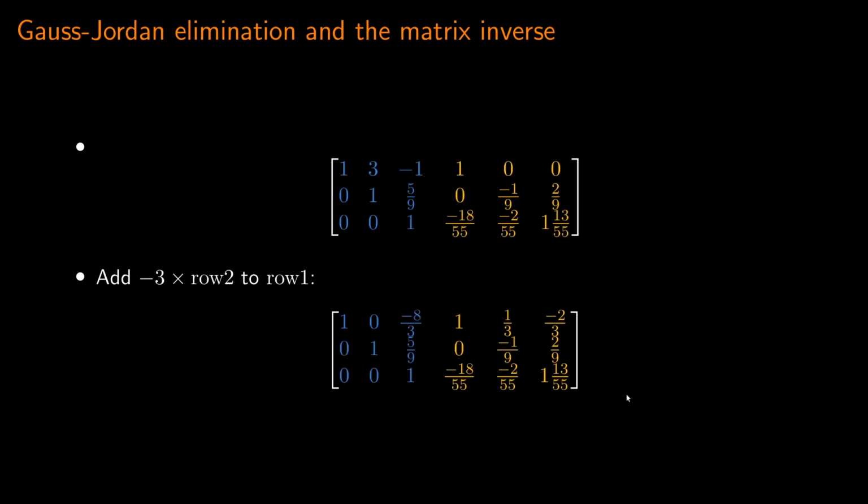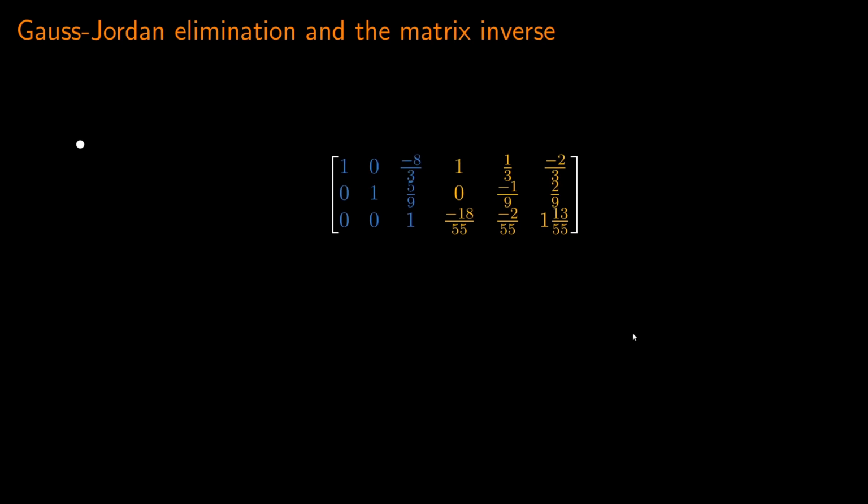So now moving on from there, we now add minus 3 times row 2 to row 1. Okay, so minus 3 multiplied by row 2, and we add that to row 1. So the objective here, of course, is to get rid of this 3. So minus 3 times this 1 will give minus 3, and we add that to there, which of course then gives 0. And of course, we modify our other elements accordingly.